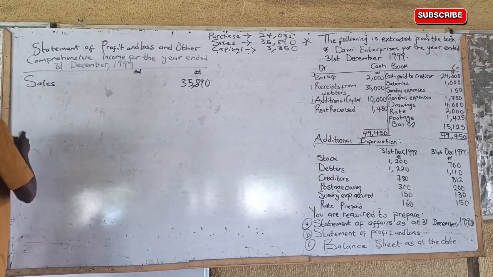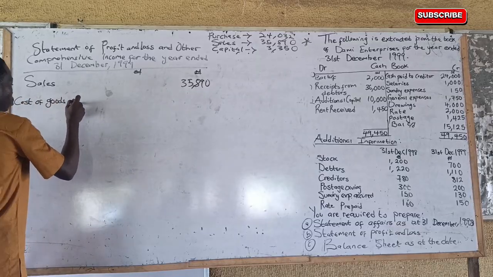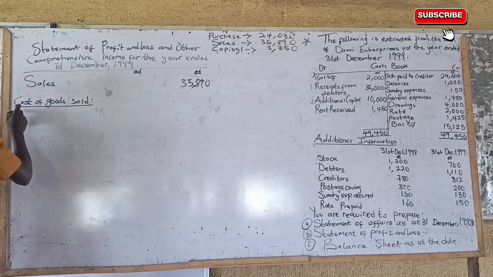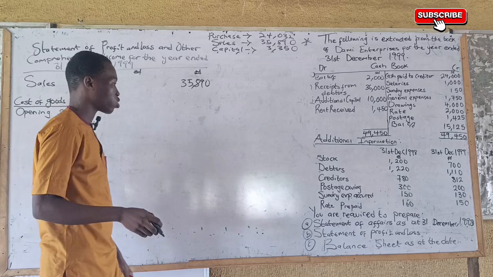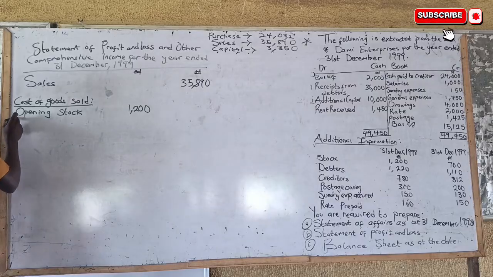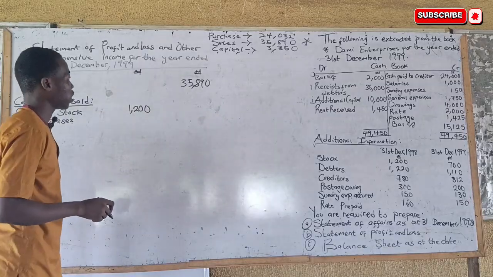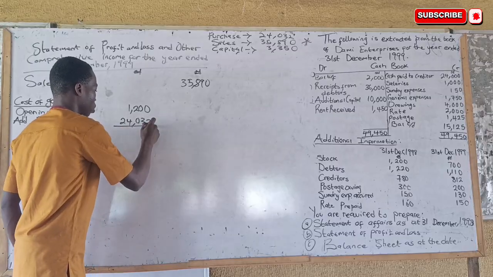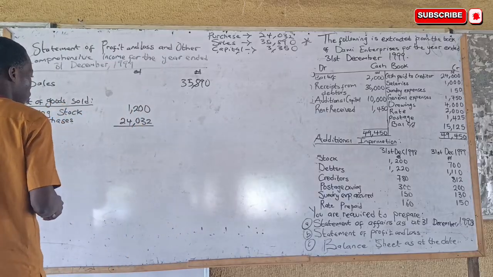Then we will need to determine our cost of goods sold. To determine our cost of goods sold, we are starting with our opening stock. Our opening stock that is 1,200. Then add purchases. So the purchase you got, which is 24,032 naira. Is there carriage inward or return inward? We don't have that.